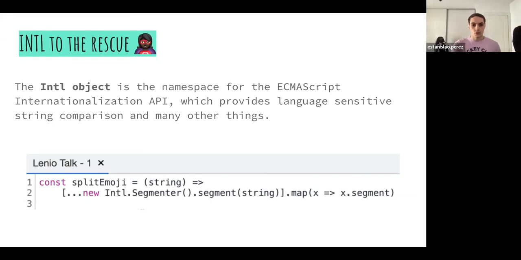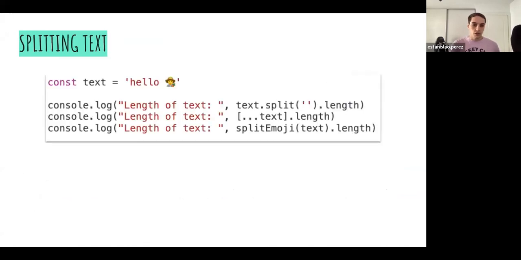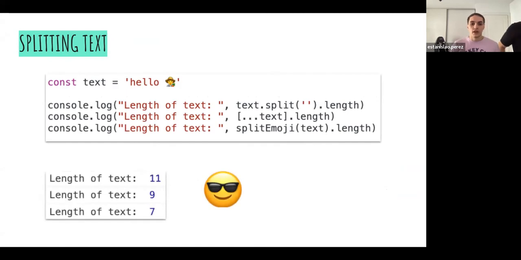So that's what we are going to do. We are going to create a function that uses this Segmenter object, and we are going to map it and get the segment of each segment, the user perceived character. So here, if we use this split emoji function that we just created, we will be able to get the expected length of the text.